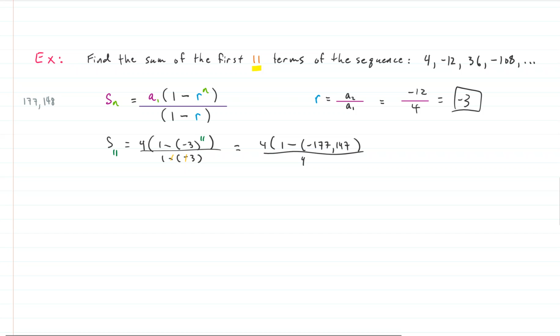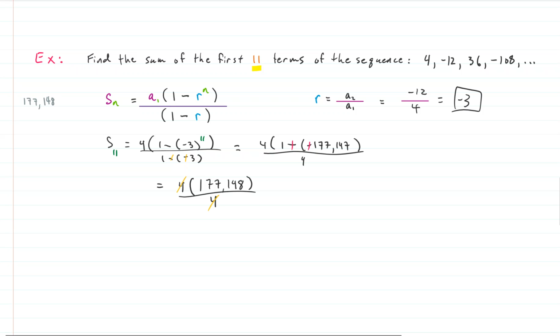And let's keep simplifying here. We have 4. We have another plus plus. So, minus minus, which gives us a plus. So the two negatives give us a plus because a negative times a negative is a positive. That gives us 1 plus 177,147, which is 177,148. Let's write that down. 177,148. And we still have our 4 in the bottom.